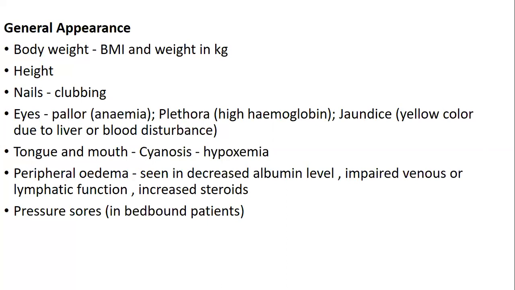Make sure you also check the nails, the nail beds. How are they? Are they straight? Are they clubbing? Are they drying up? Check the nails. They'll tell you a story. Check their eyes. If they are pallor, that indicates anemia. If they are jaundiced, check their tongue to show you cyanosis.